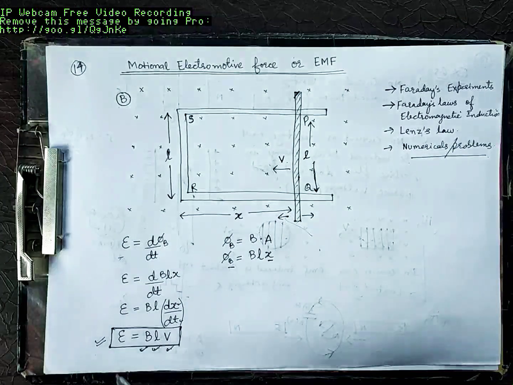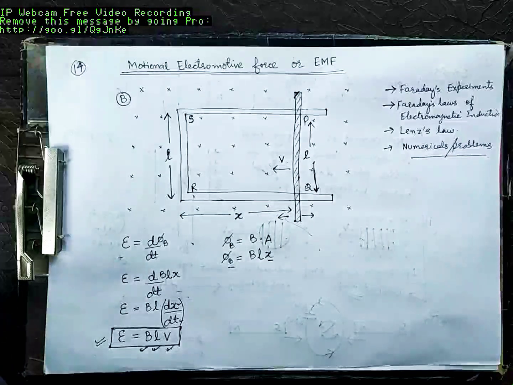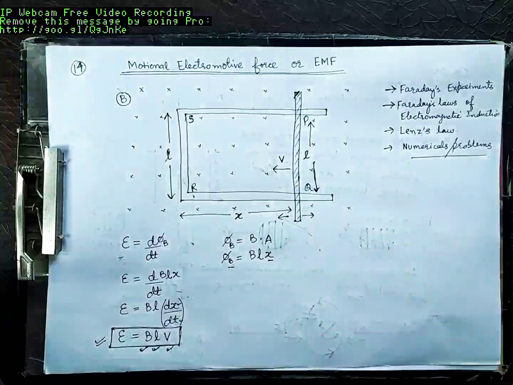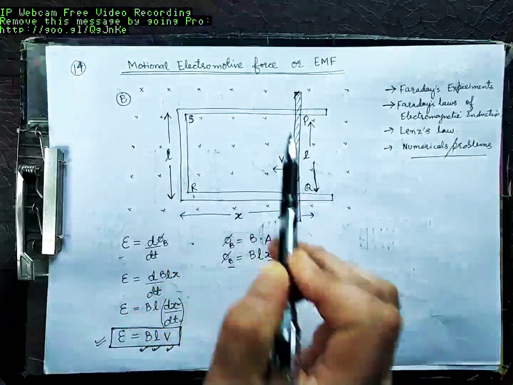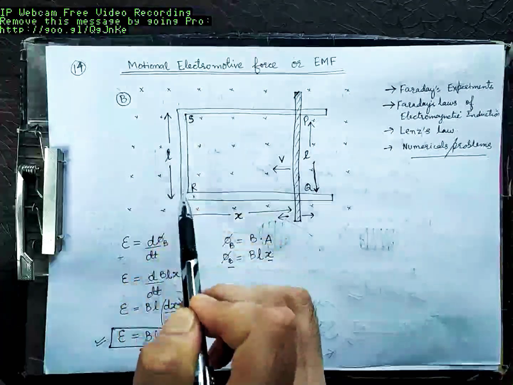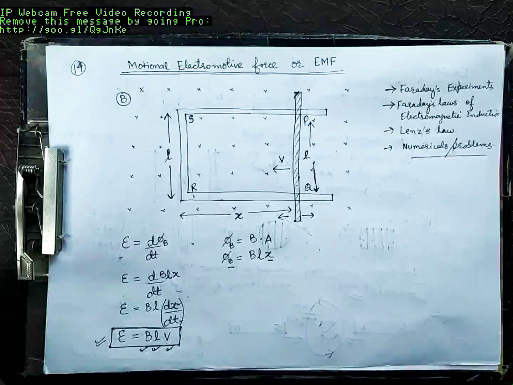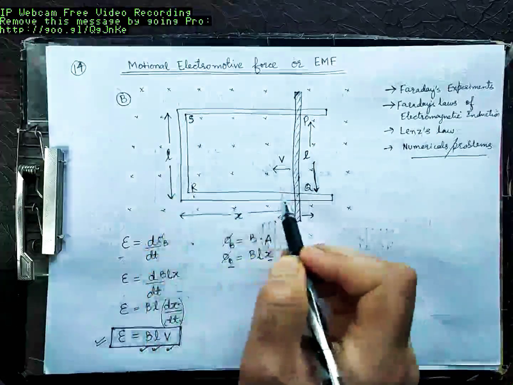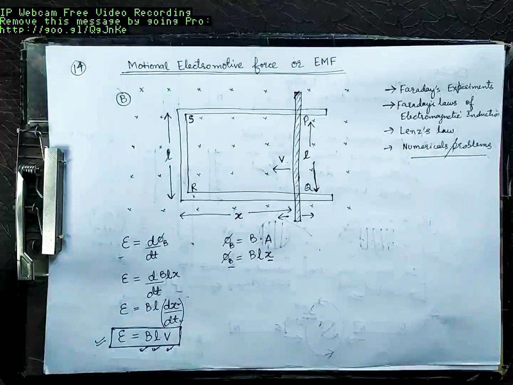Since we have this EMF induced across this conductor, and since this frame is also conducting, so this is a closed path over here, a current should flow. Since you have EMF induced in this and you have a closed path available, there will be a current flow in this. What will be the magnitude of current and what will be the direction of current?